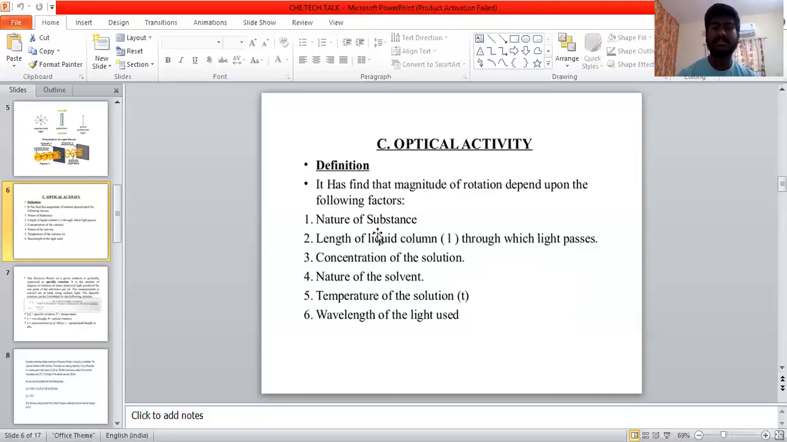Once again, first, the nature of the substance. Second, the length of the liquid column through which the light passes. Next, the concentration of the solution, the nature of the solvent, the temperature of the solution, and the wavelength of light used.